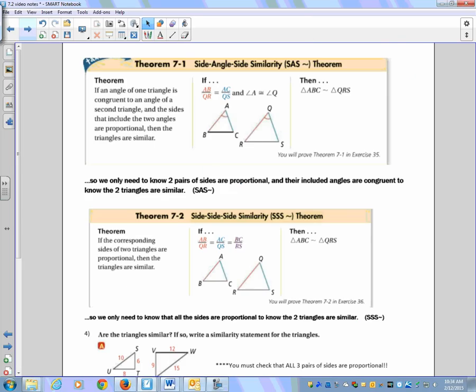There are two other postulates to use to prove triangles are similar.